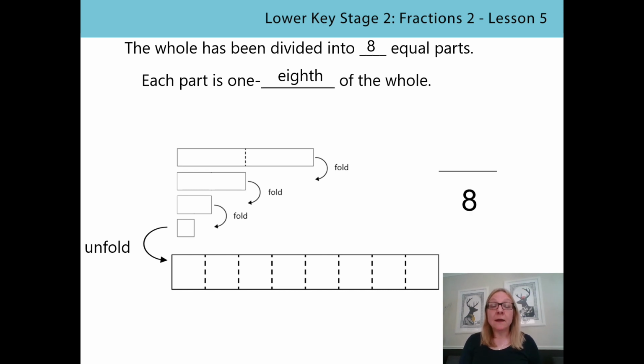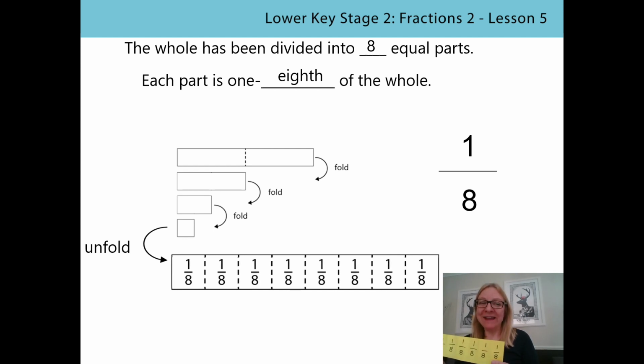The denominator is 8 because we have split the whole into 8 equal parts. In each part of our strip of paper, the numerator is 1 because we are labelling each part of the whole separately. Watch mine here. 1/8, 1/8, 1/8, 1/8, 1/8, 1/8, 1/8, 1/8. All the parts are 1/8 of the whole. Now pause the video and complete yours.